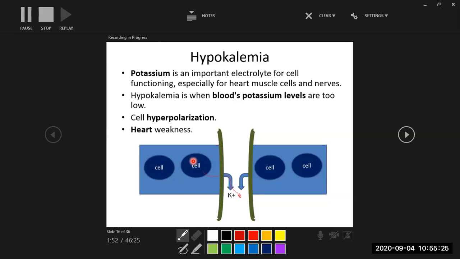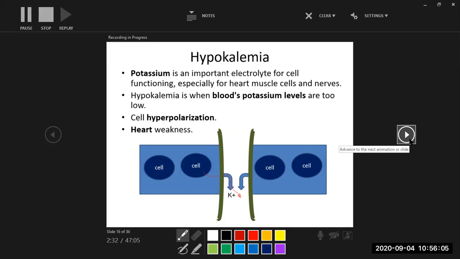It will become more difficult to deliver this rhythmic impulse throughout the entire heart to generate the contraction. So the heart will become weak and the patient will feel weak, tired, or fatigued. That's the side effect of taking these thiazide diuretics. So that's that.